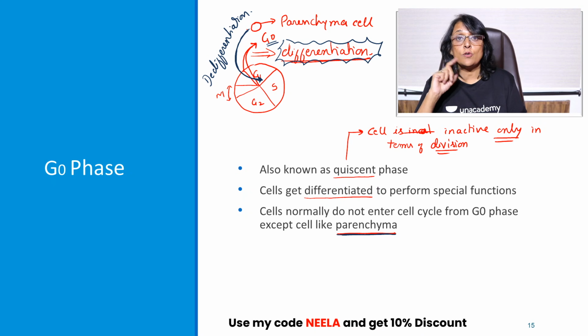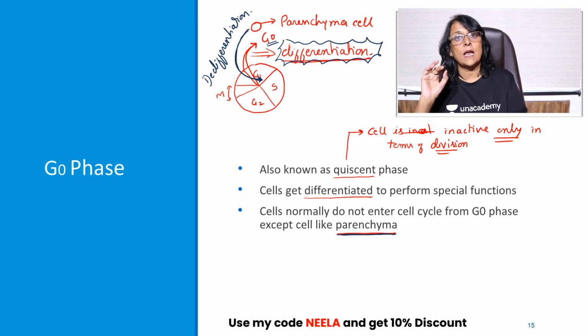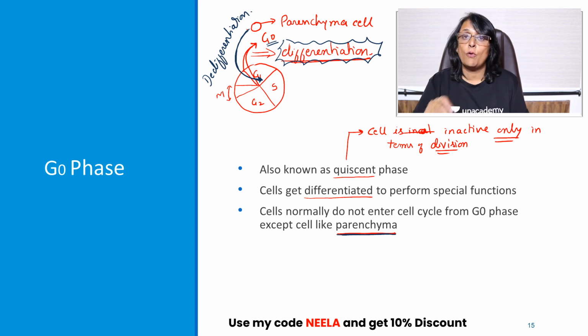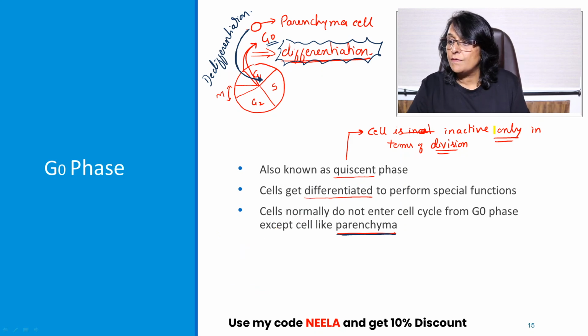G0 phase, or quiescent phase. Again, very important. Many questions are asked on this. Quiescent means inactive. The cell gets inactive only for division. It is inactive. This is important.